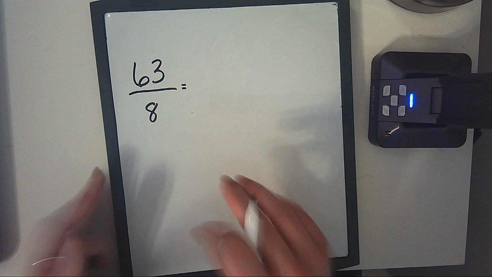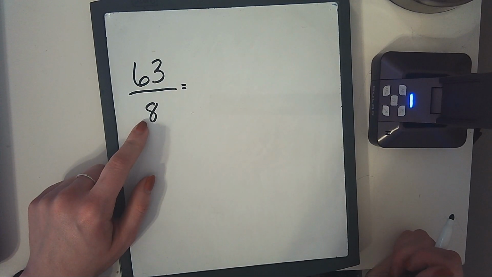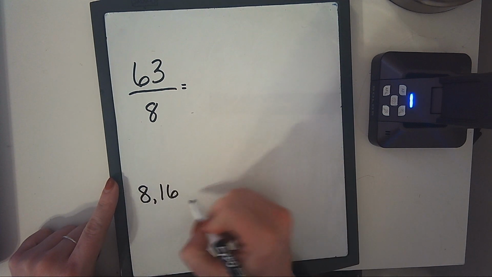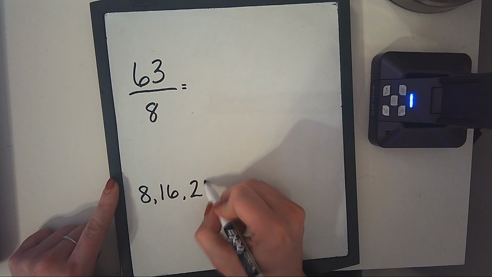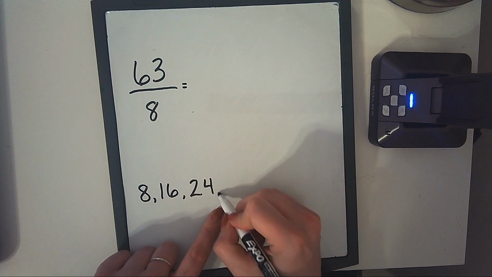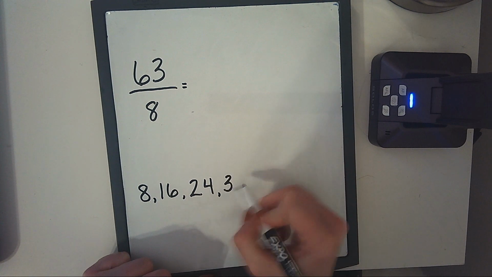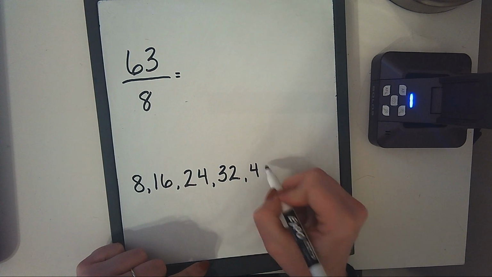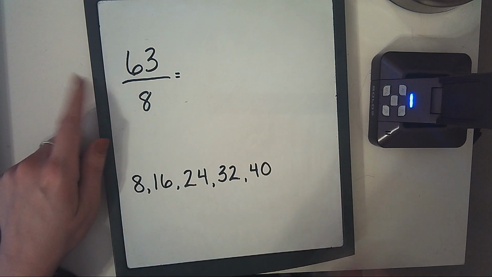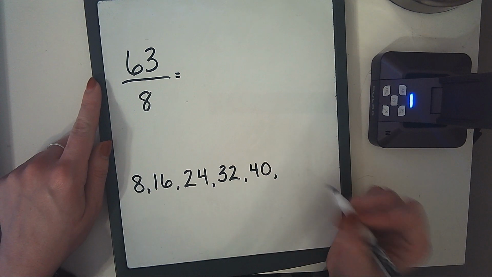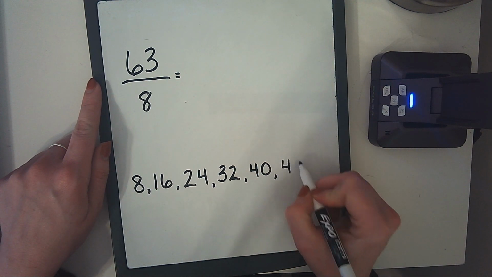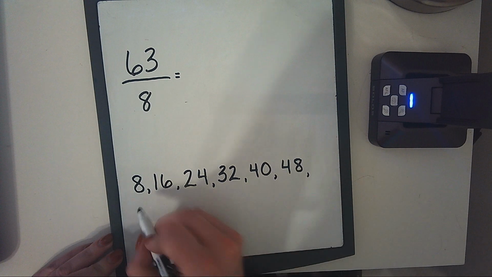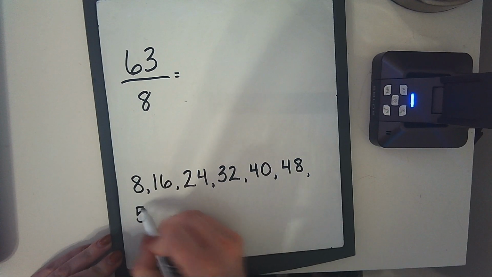So let's use skip counting by our denominator of 8. So 8 plus 8 is 16. And think of your 8's facts. I know the third number in the sequence is going to be 32 because 8 times 4 is 32. Add another 8 to give me 40. Still not very close to 63. We're going to have to keep adding a few more. 40 plus 8 is 48. 48 plus 8 is 56.